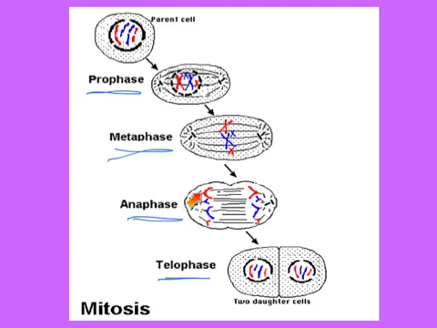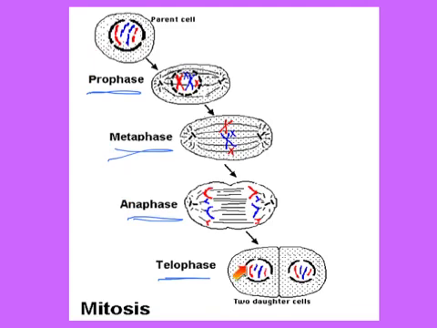One of them's going to the left, one of them's going to the right. You can still see your spindle fibers here in the middle, and your centrioles are still connected to your spindle fibers here. You can also see that the cell is actually starting to divide. Your last phase is telophase, and in telophase, you're going to end up with two daughter cells. So from one parent cell, you end up with two daughter cells.